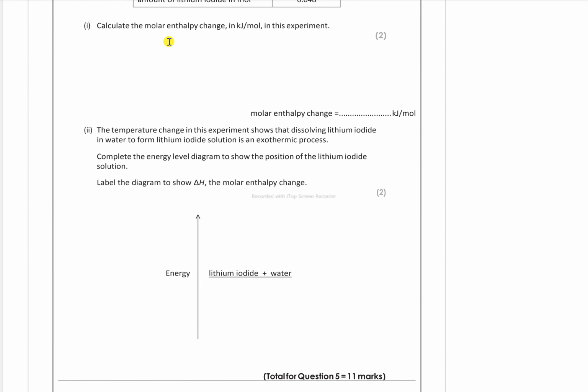I'm not interested in that. Right. Okay. We can do this without. It's an exothermic reaction: lithium iodide into water to form lithium iodide solution. So they've given us everything, but not in an equation. So they've put, look, lithium iodide and water here.